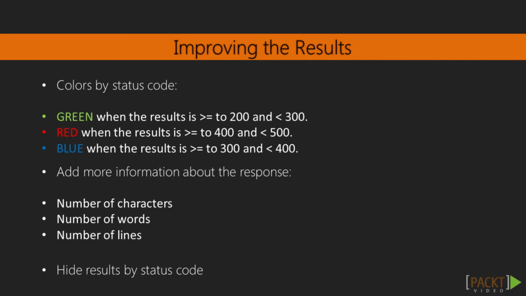Our interest will be mainly in the green and the blue results. We can also enrich our results with more information about the responses, like the number of characters, the number of words, and the number of lines. This will help us to tell apart pages that are returning the same content from multiple resources. So we'll be able to identify when this is the case by looking at the characters, words, or lines.